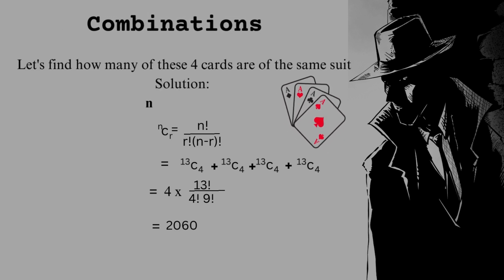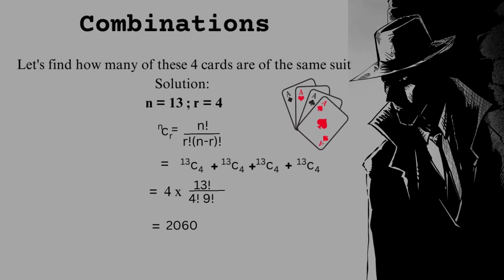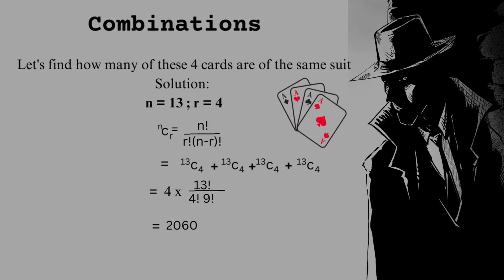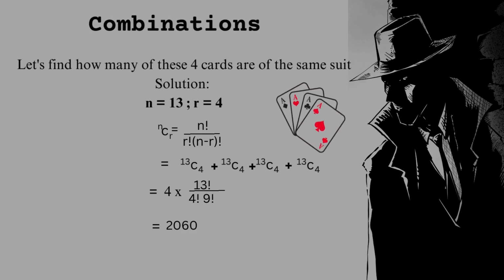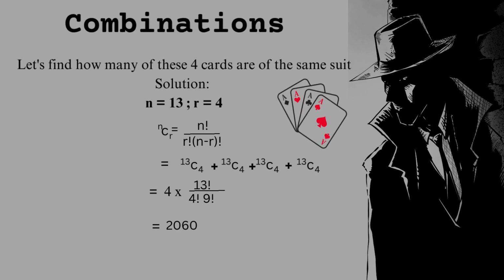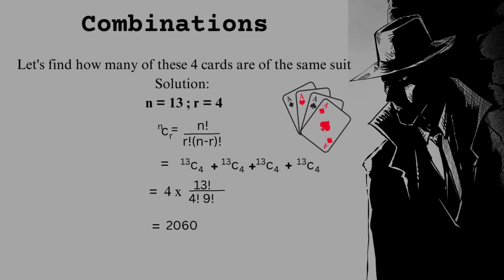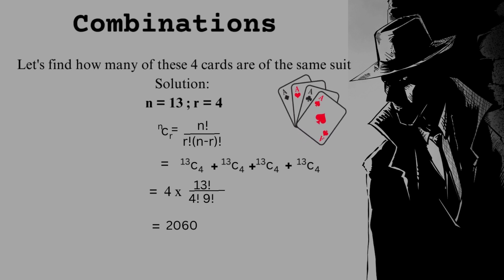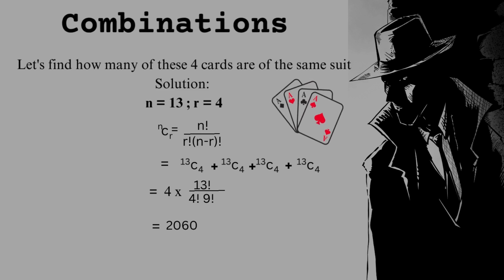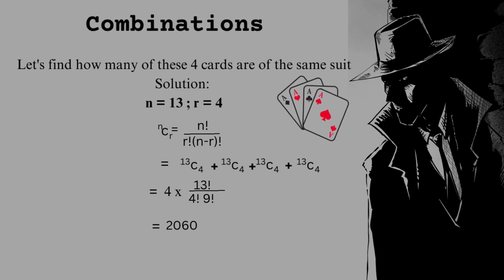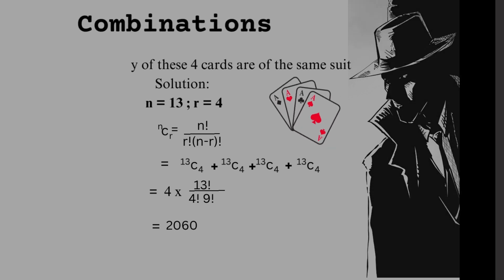There are 4 suits: diamond, club, spade, and heart. There are 13 cards of each suit. Therefore, there are 13C4 ways of choosing 4 diamonds. Similarly, there are 13C4 ways of choosing 4 clubs, spades, and hearts. Therefore, the required number of ways is 13C4 plus 13C4 plus 13C4 plus 13C4, which equals 4 into 13 factorial by 4 factorial into 9 factorial, which will give us 2060 combinations.